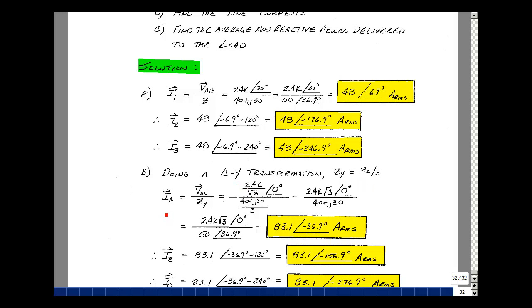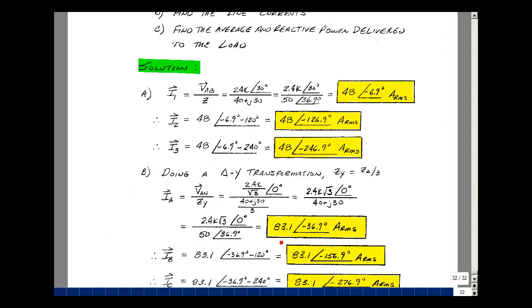Also on page 27, we have the formulas for the line currents as V sub AN over Z sub Y, and that's going to be 2.4K divided by the square root of 3 at angle 0, and then our impedance divided by 3. You can bring this 3 up into the numerator as the square root of 3 times the square root of 3 and cancel one of those, and I've got 2.4K then multiplied by the square root of 3. And of course, we found this to have a magnitude of 50 and an angle of 36.9.